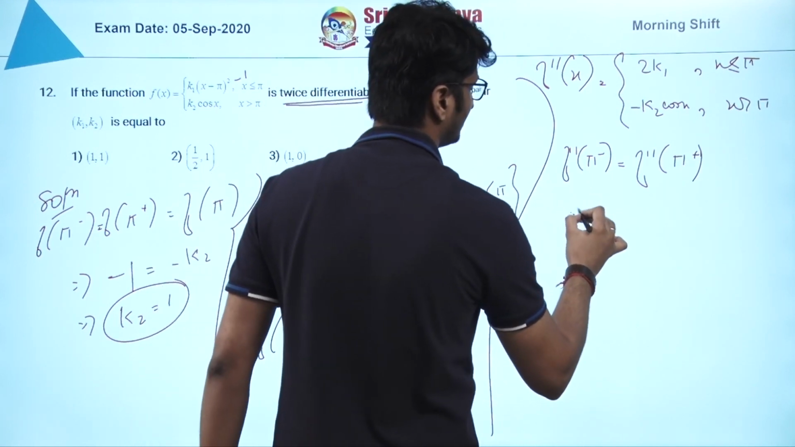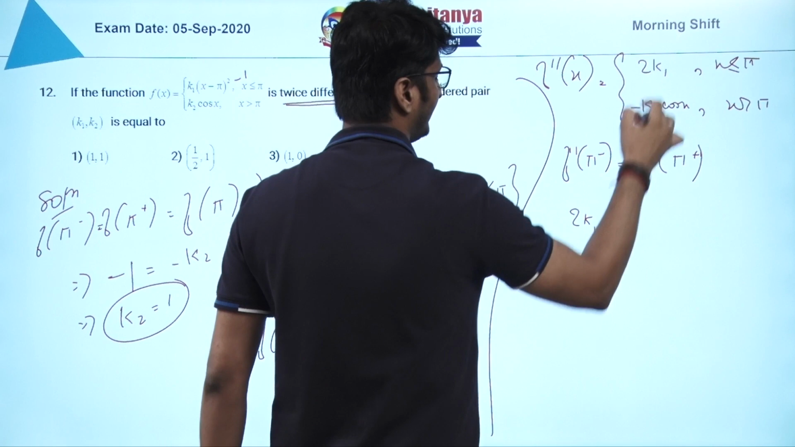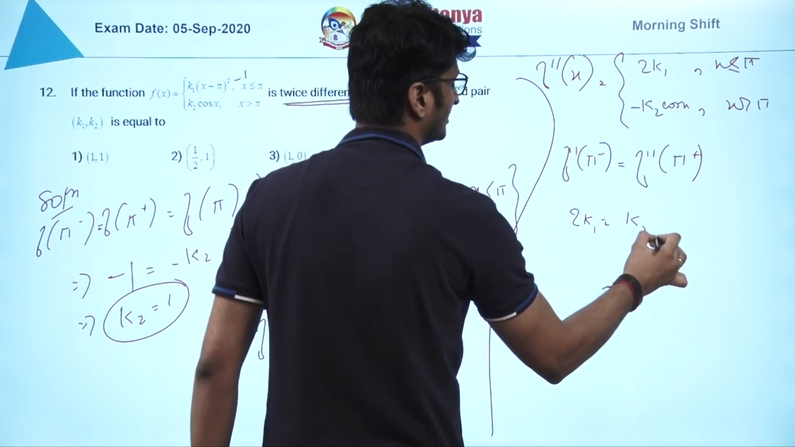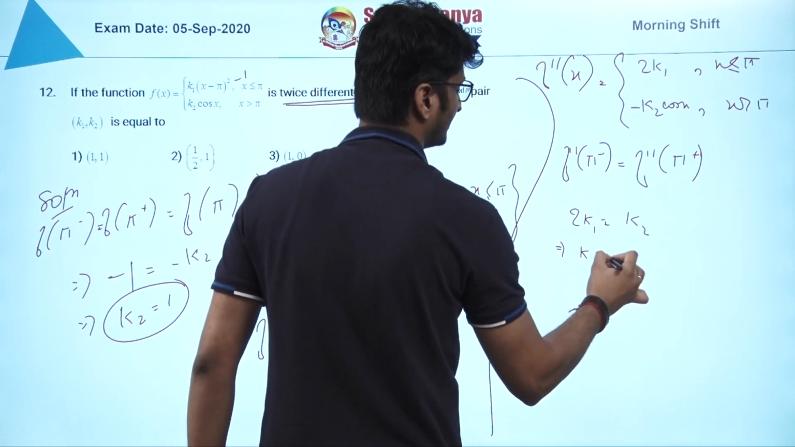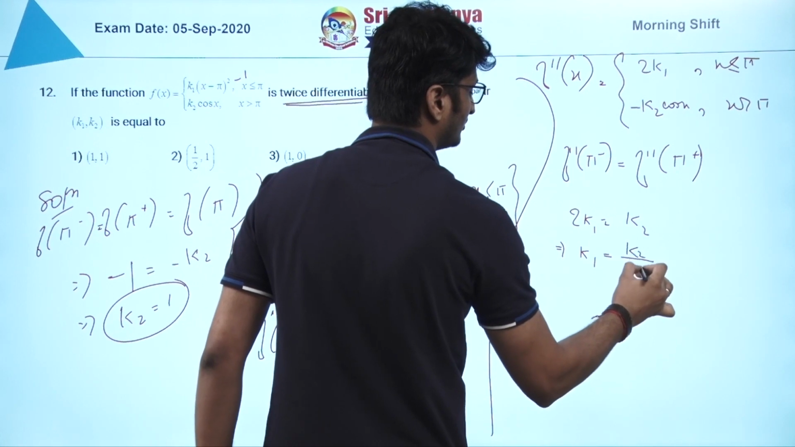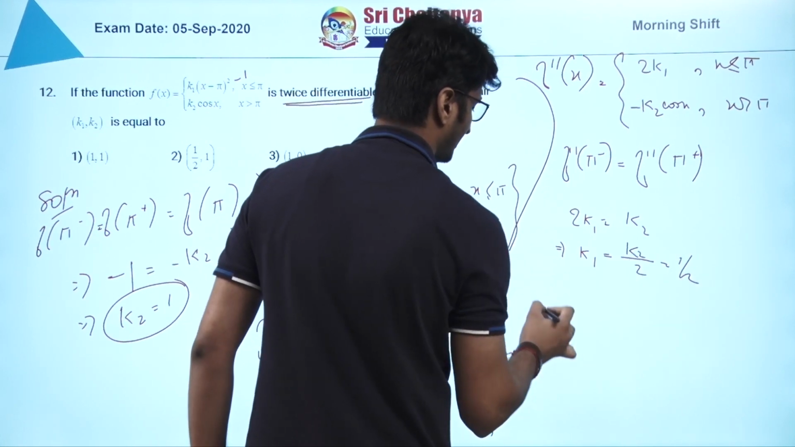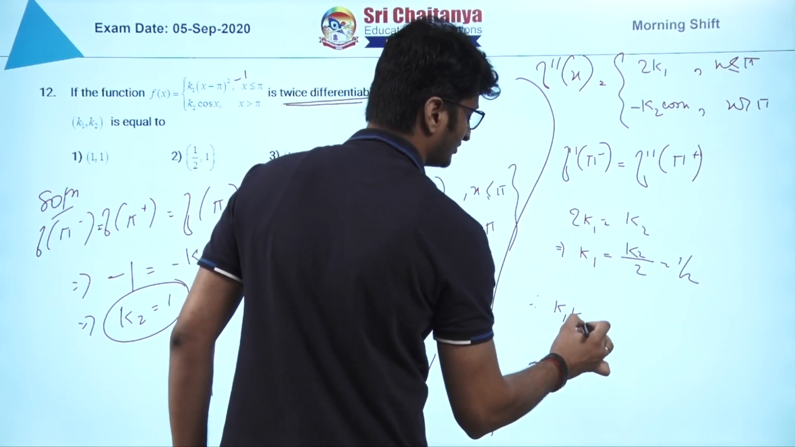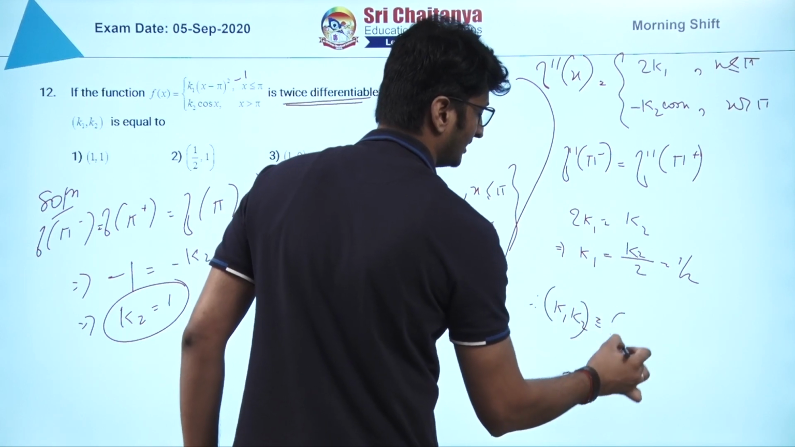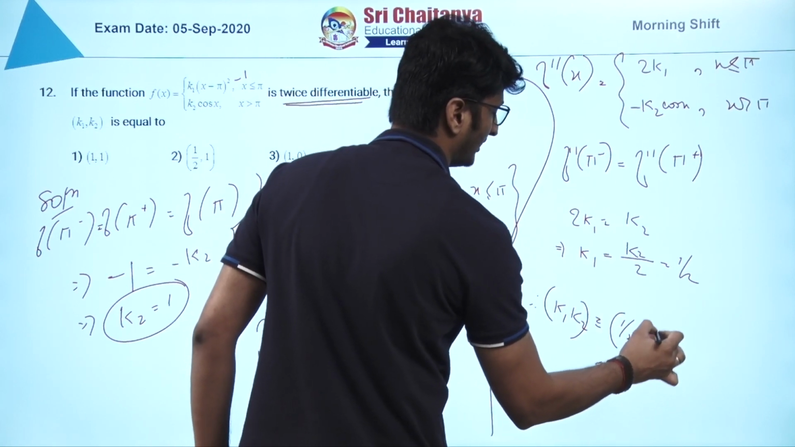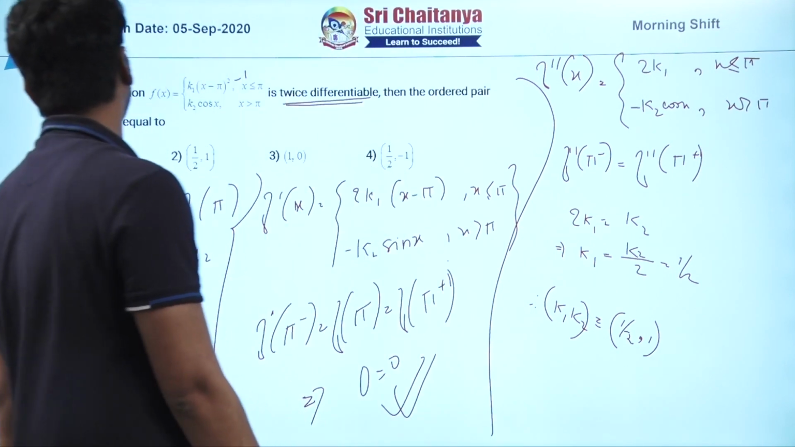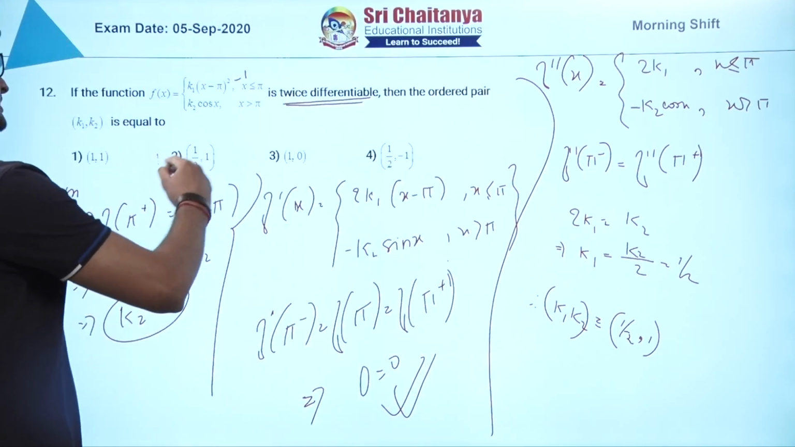From this, what are we getting? 2k1, put pi here, so it is k2. So, sir, k1 is nothing but k2 by 2, that is half. Therefore, k1, k2 has become half comma 1. The option number 2 is the correct one.